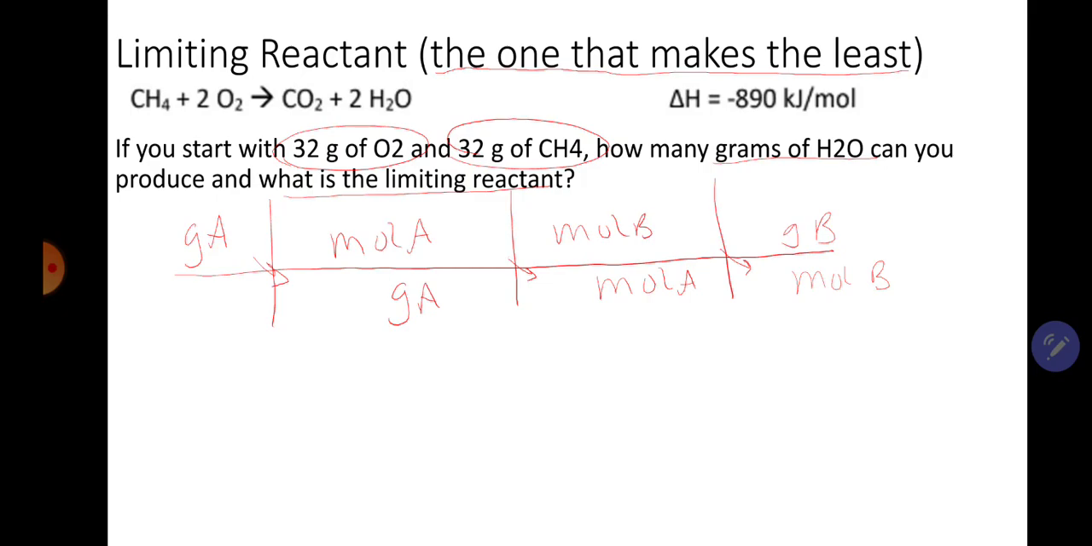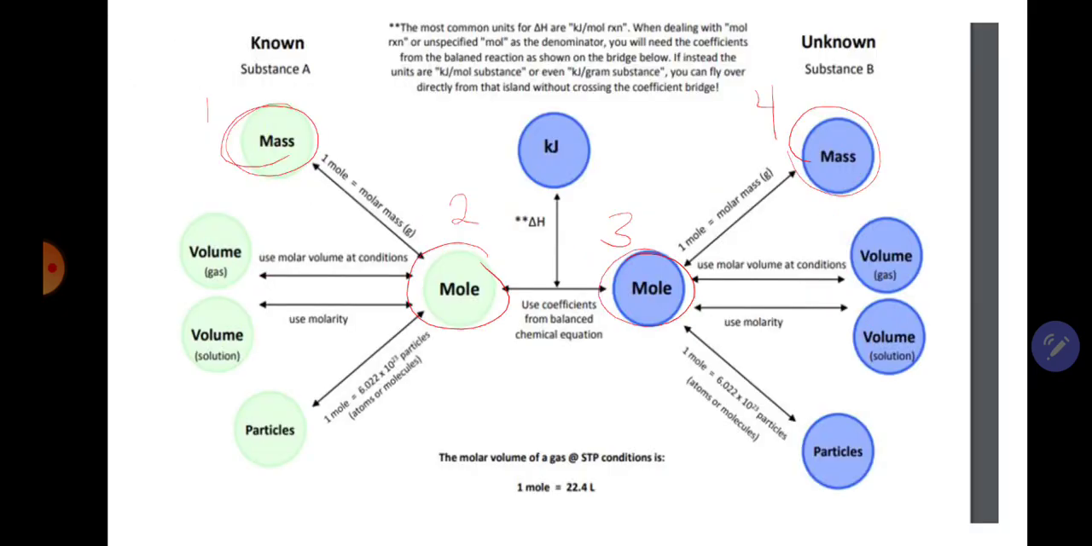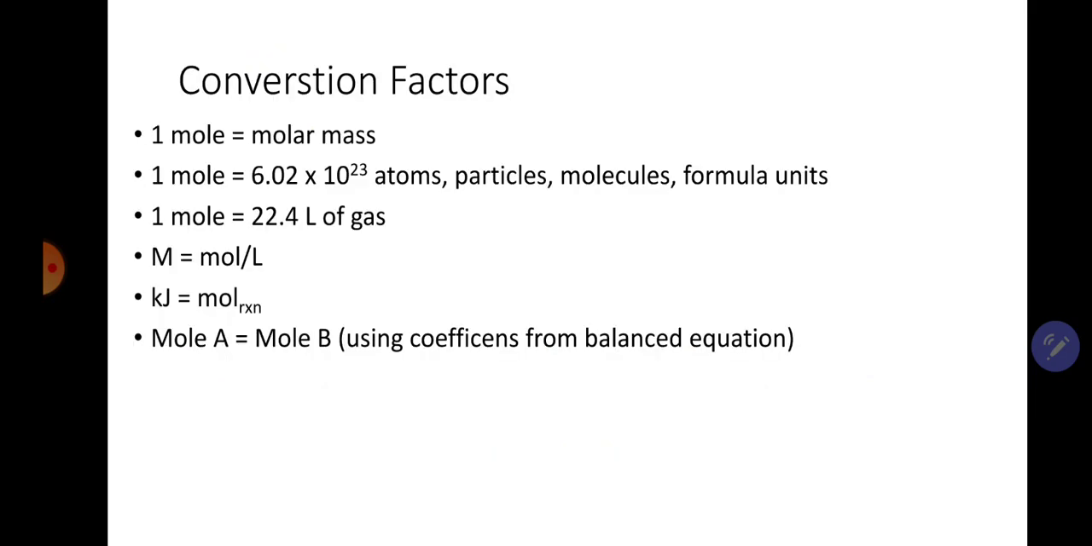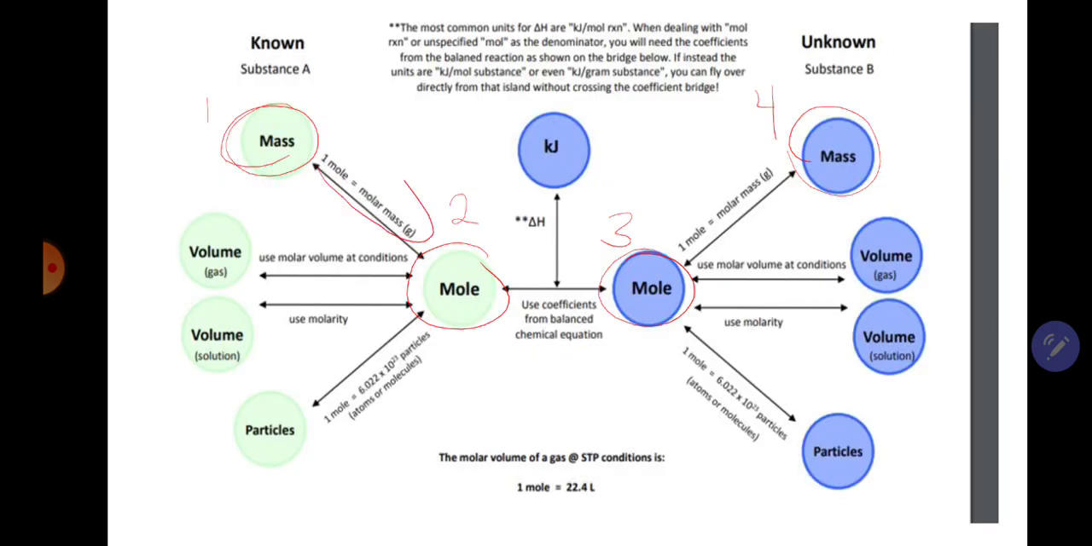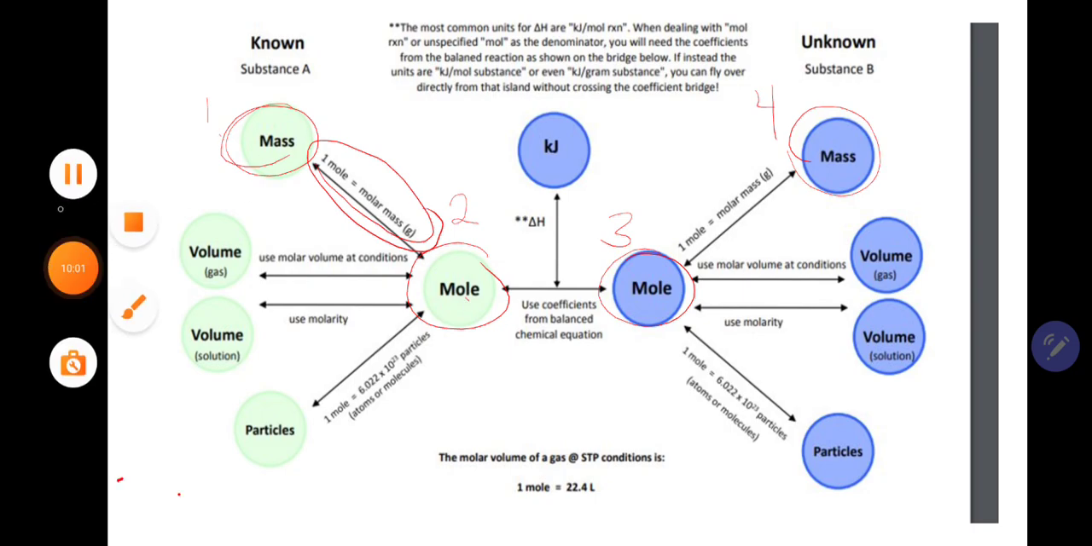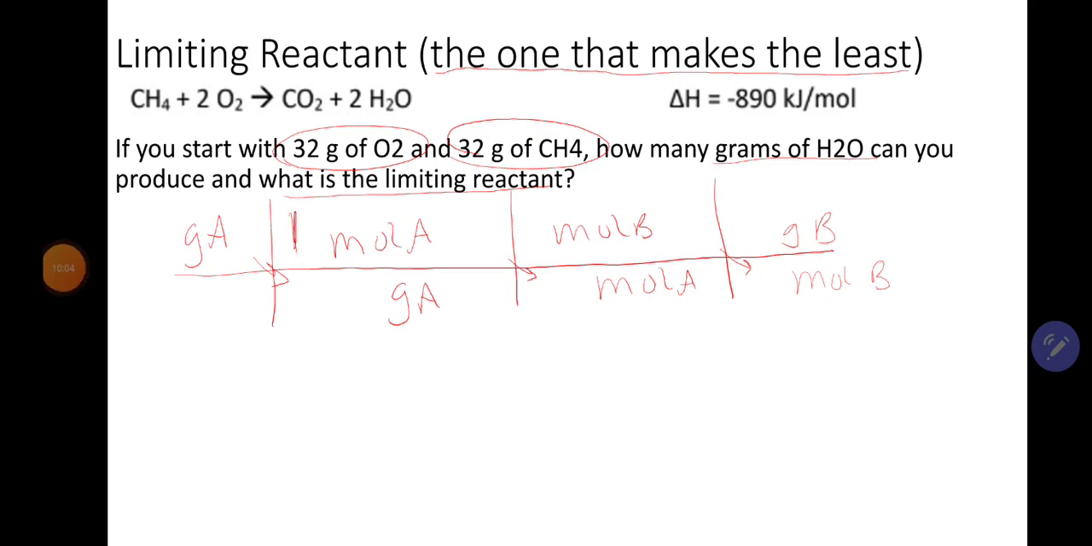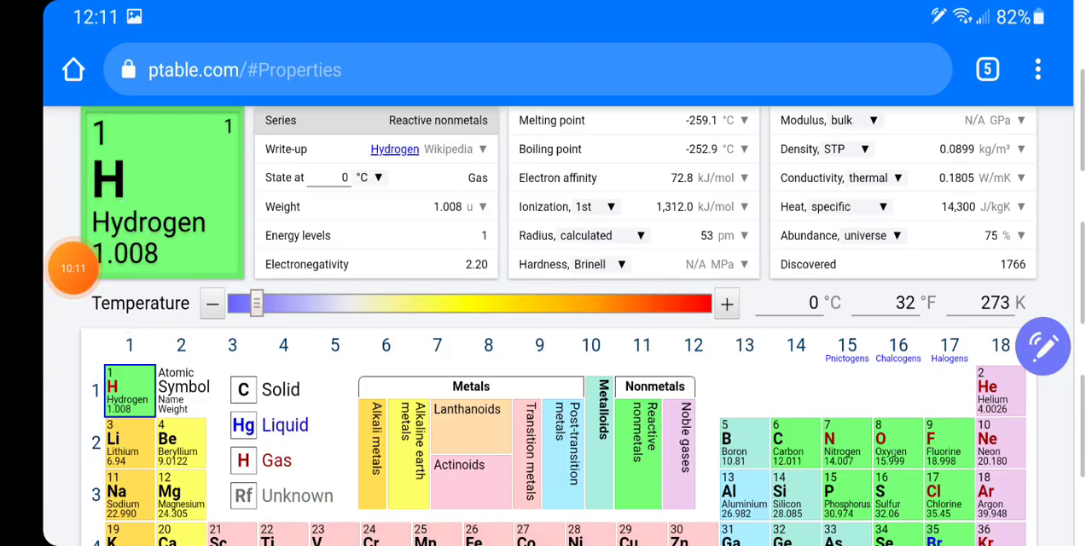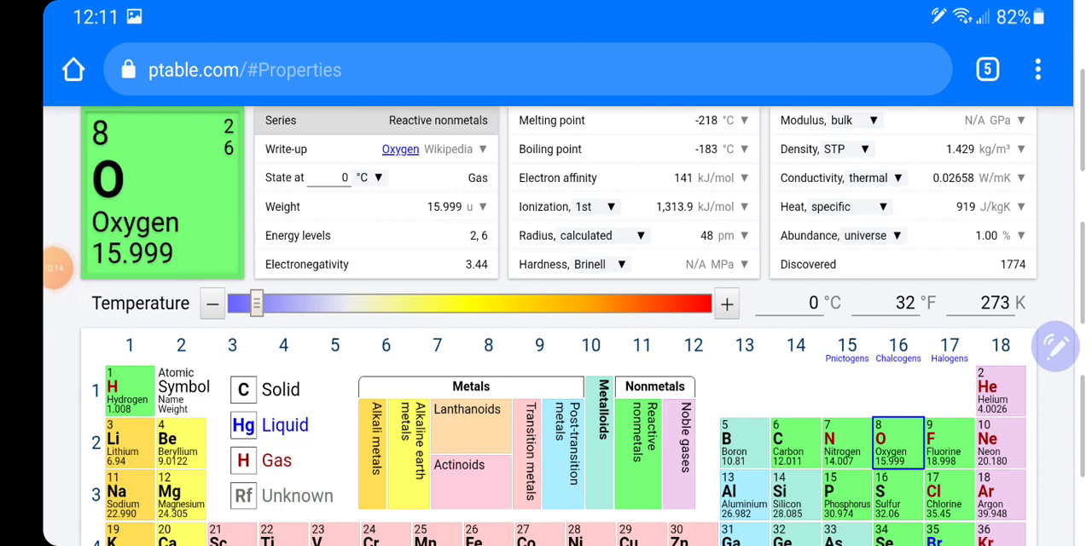All right, if I have grams and moles together, that conversion factor is going to be this one right here. 1 mole is molar mass. And that's what it tells me to use right there also. So from box 1 to box 2, we know that 1 mole is molar mass, and we'll call this one A for now. What is our molar mass of O2? We have oxygen is 16. If I have 2 of them, we're going to end up with 32.